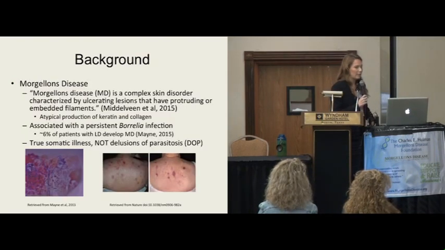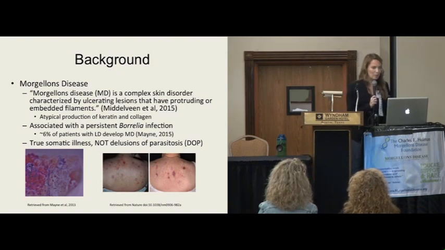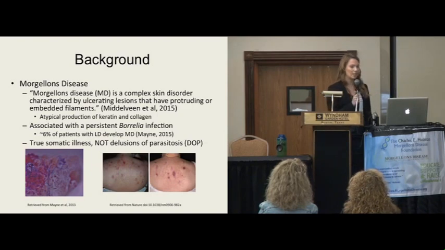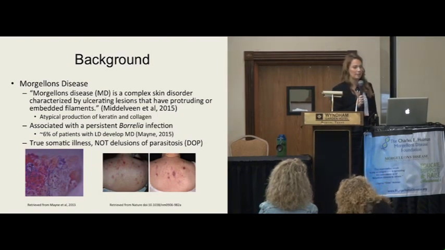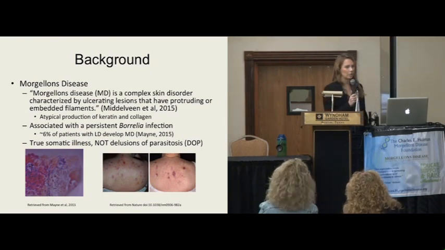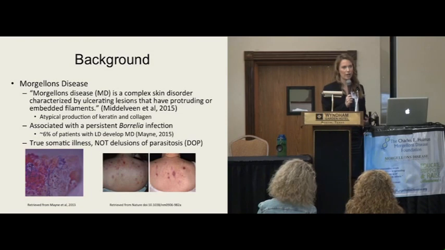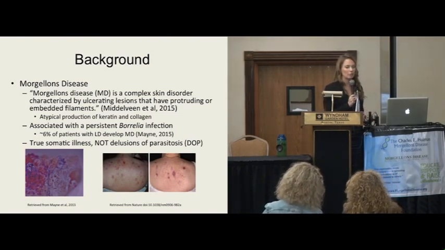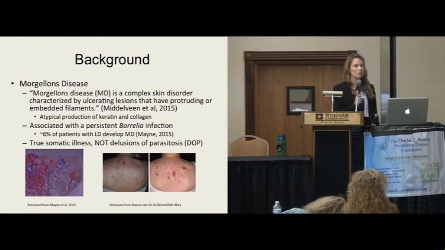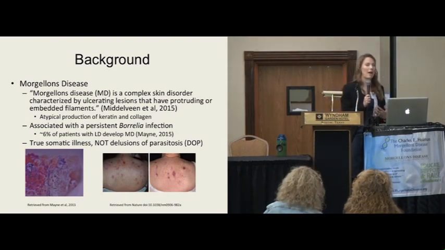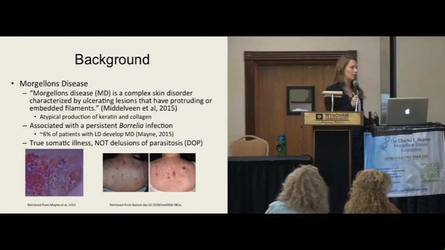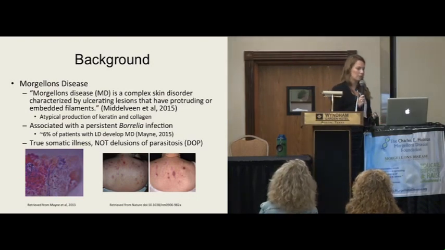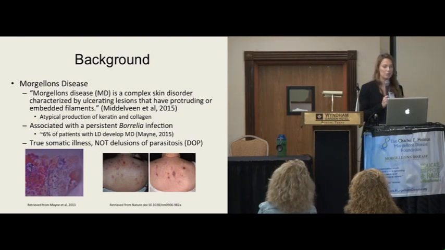So just a little background on Morgellons disease. I'm sure you're sick of hearing about this, but Morgellons disease is a complex skin disorder characterized by ulcerative lesions that have protruding or embedded filaments. So this is really in part from an atypical production of keratin and collagen. So your keratinocytes and fibroblasts that are located within your skin just overproduce or atypically produce these natural proteins that can come out of the skin, so it can feel like crawling, it can feel like stinging. You can get these spontaneously appearing ulcers from these things breaking through the skin.